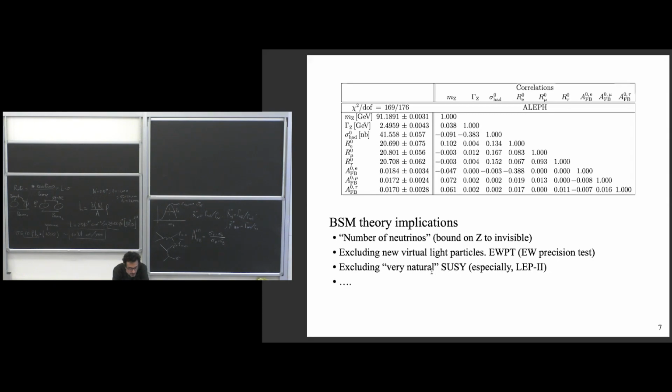scenario which was considered to be extremely motivated in the 80s, and the very motivated version of this scenario would foresee new particles to be produced at LEP. New supersymmetric particles should have been produced at LEP, especially at the energy run. They were not, and so we already knew somehow that very natural supersymmetry was not there by LEP collisions.